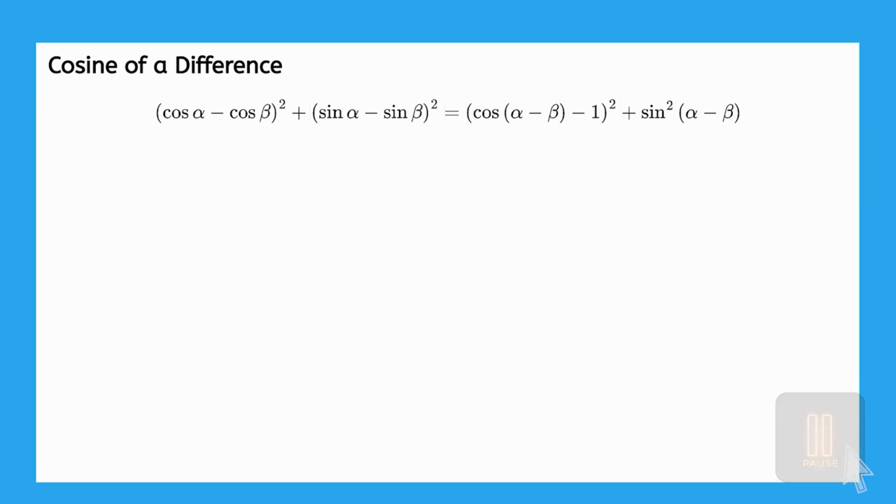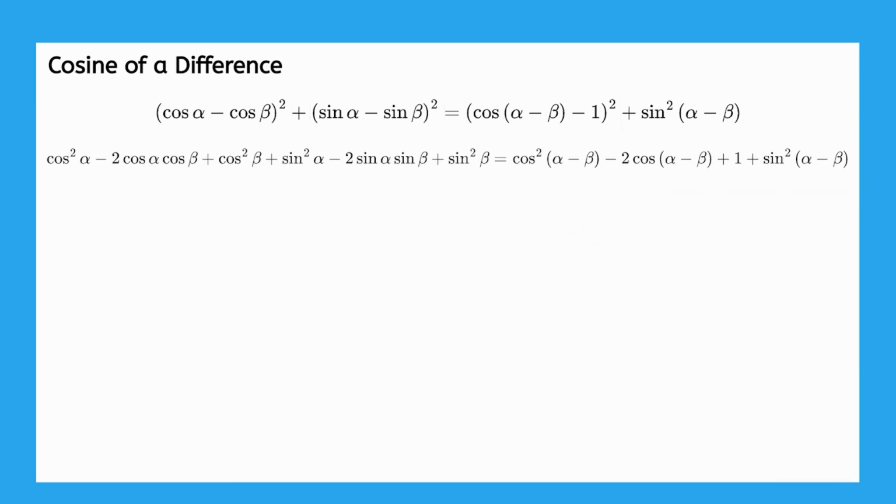Expanding the squares, we get this very long equation. However, let's see if there's anything we can simplify. Analyze the equation and see if any of the trigonometric identities you've learned in previous lessons could come in handy. I notice we have the cosine squared of alpha and also the sine squared of alpha.